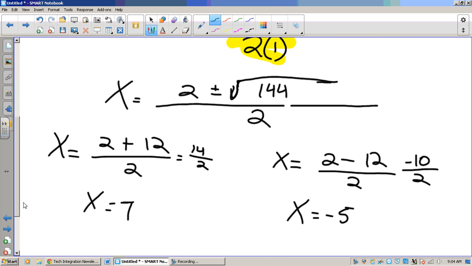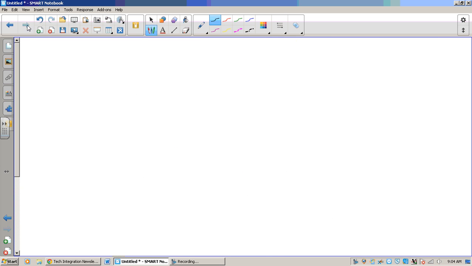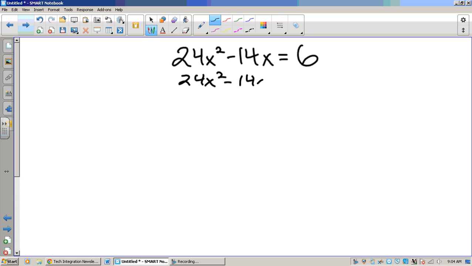And we're going to look at one right here where it's not necessarily easy to solve. So we've got 24x squared minus 14x equals 6. What's the first thing I need to do in a problem like this? Allie? Minus 6 from one side. Okay. Is that what you were going to say, Cole? Yeah. Okay. So we're going to subtract 6 from each side. So we're going to have 24x squared minus 14x minus 6 equals 0.